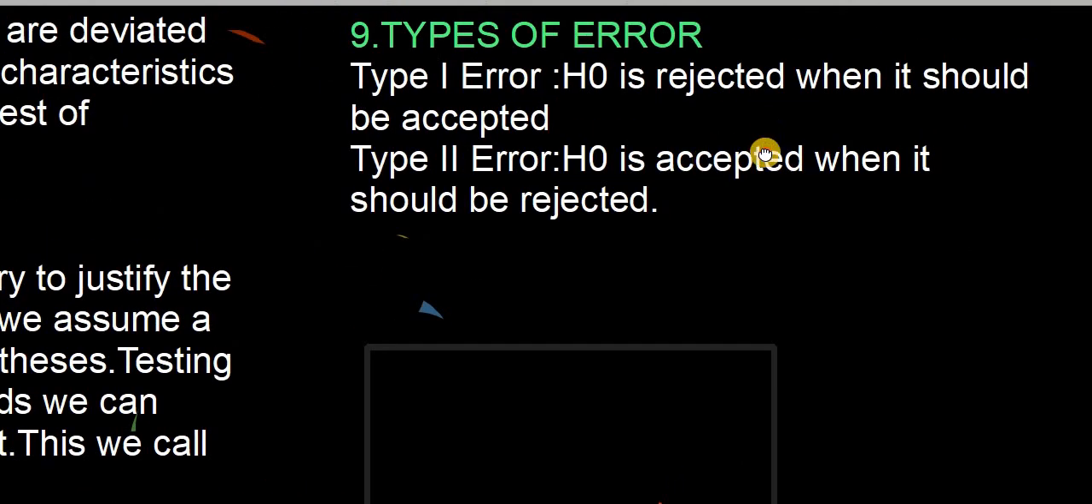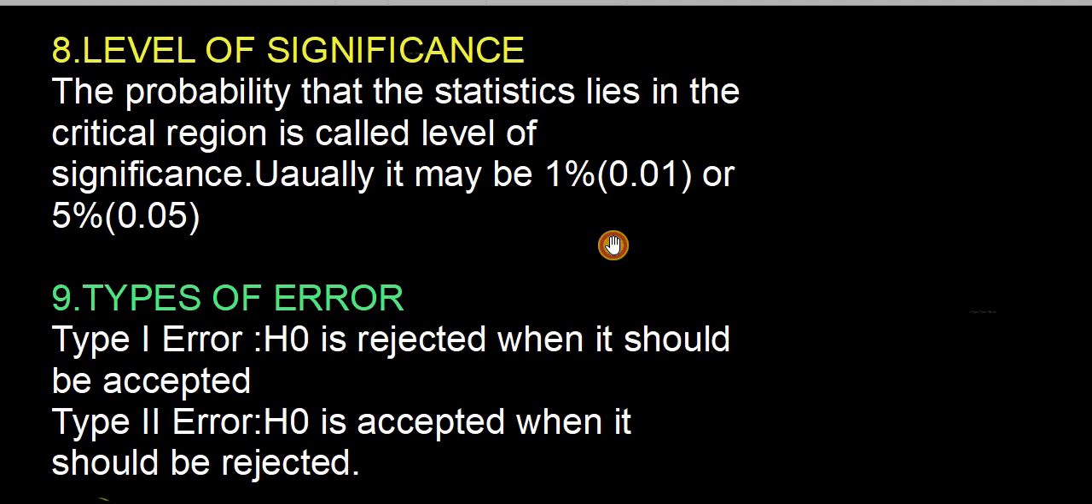Okay, now coming to level of significance. What is the level of significance? Level of significance means the probability that the statistic lies in the critical region. That is, level of significance means at what level we are accepting or rejecting the null hypothesis. Null hypothesis we usually say it is H naught. So H naught means there is no significant difference. That's called H naught we say.